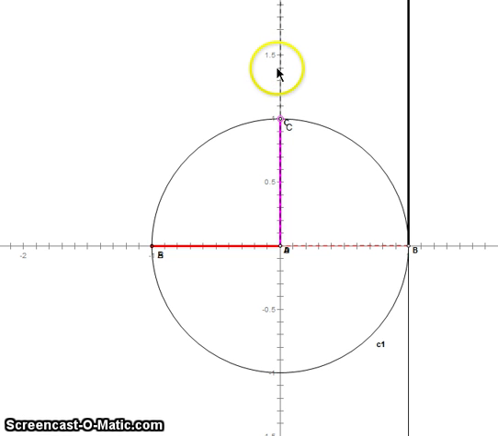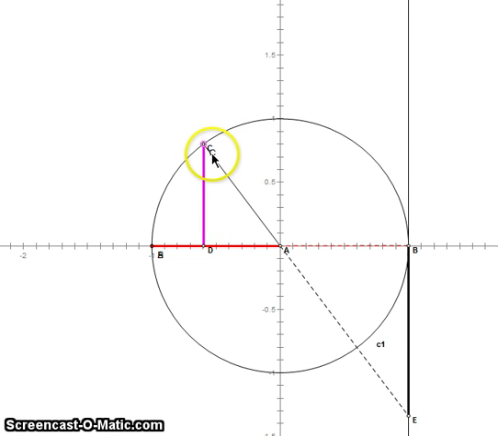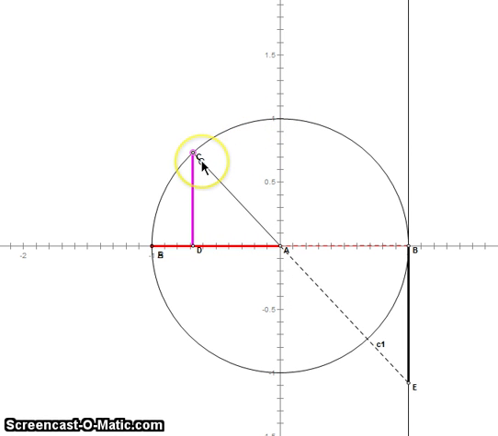Hence, tan of 90 degrees is undefined. If we try and find tan of 90 degrees on our calculator, we'll get an error message. This is the reason why. Tan of 90 degrees cannot be calculated and therefore is seen as undefined. Let's continue to move around the unit circle and look at what's happening in the second quadrant.